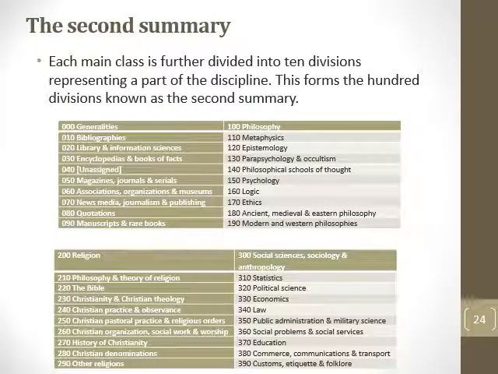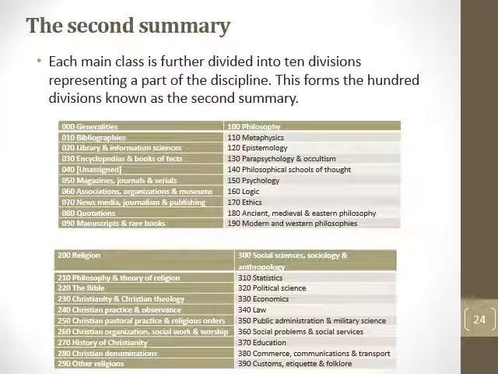Then the secondary summary, what does it deal with? Each main class is further divided into 10 divisions representing a part of the discipline. This forms the 100 divisions known as the second summary. When you look at 000 generalities, it's 010 bibliography, 020 library and information sciences, 030 encyclopedias and books of facts, 040 is unassigned, that is for future expansion. Maybe in the near future, this 040 can be assigned to a particular discipline. Right? 050 magazines, journals and serials, 060 associations, organizations and museums, 070 news media, journalism and publishing, 080 quotations, manuscripts and rare books.